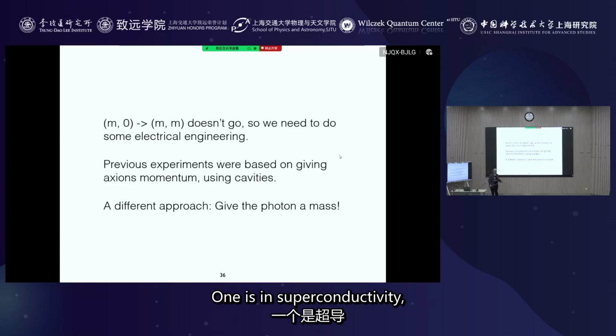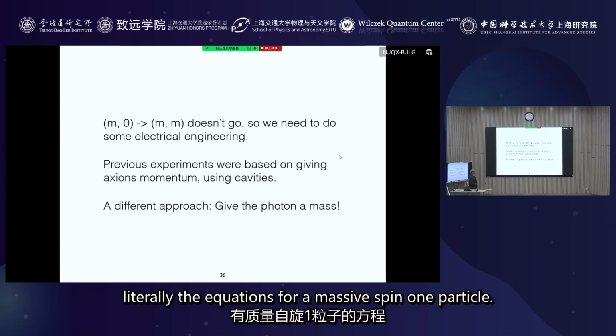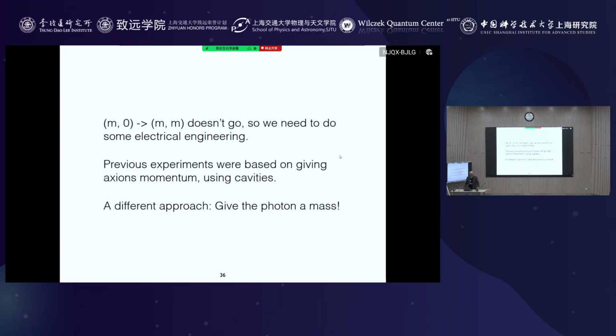One is in superconductivity, where the equations for photons inside superconductors are literally the equations for a massive spin 1 particle.